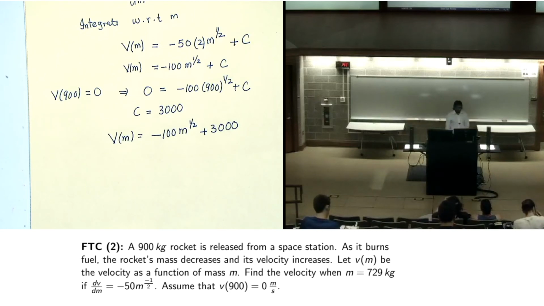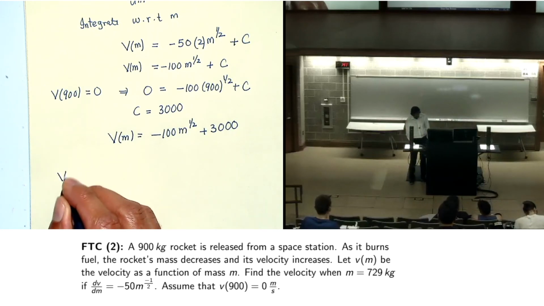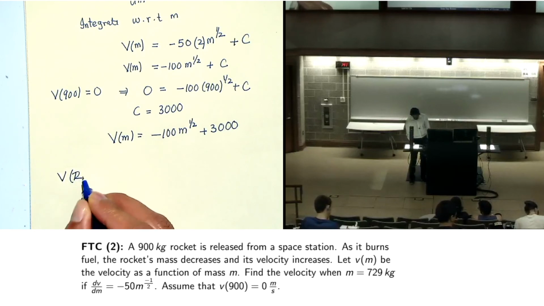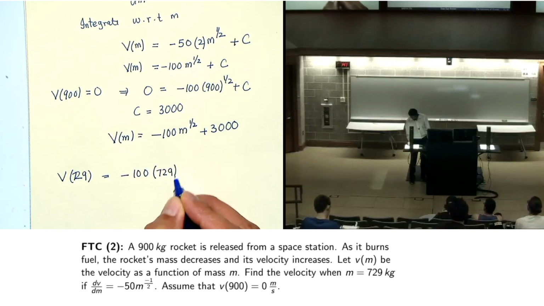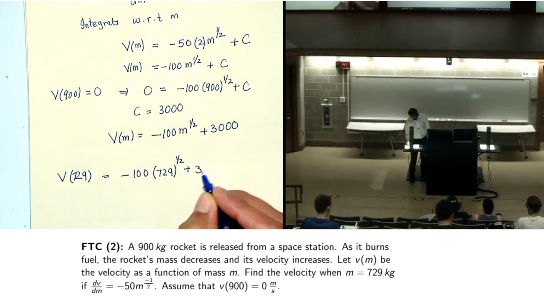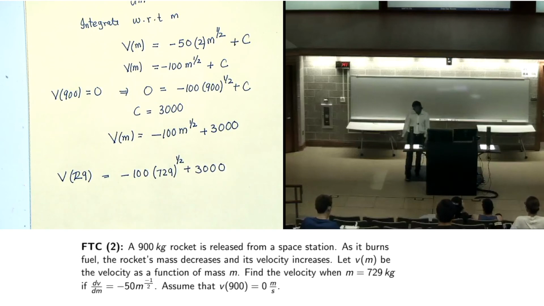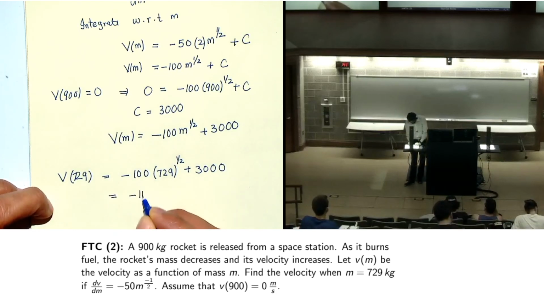Is there anything they want to compute? Find the velocity when m is this. So they give you the mass. You want to find the velocity when m is 729. I'm not going to simplify this one, but I will let you use the calculator. I don't know what the square root of 729 is. Anyone know? Siri, what is the square root of 729? Oh, she didn't understand me at all. The square root of 729 is 27. Yeah, she did. She's getting better and better.